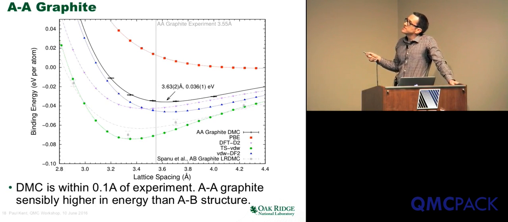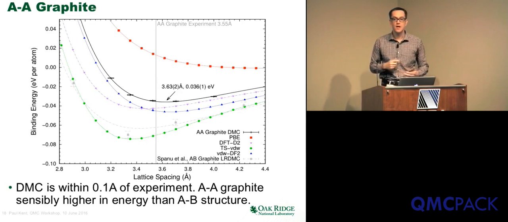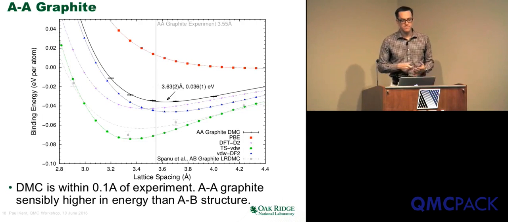So our QMC results are this black curve, and this is actually our data, and we have our error bars here, which are pretty small. And this compares with experiment, which is this vertical line here. I was only able to find one experiment done on epi layers of this material, so there's no measurement of the binding energy. We'd like to see one. And we see that our minimum is actually very close to the experimental minimum, so we're within 0.1 of experiment, just using the standard wave functions.